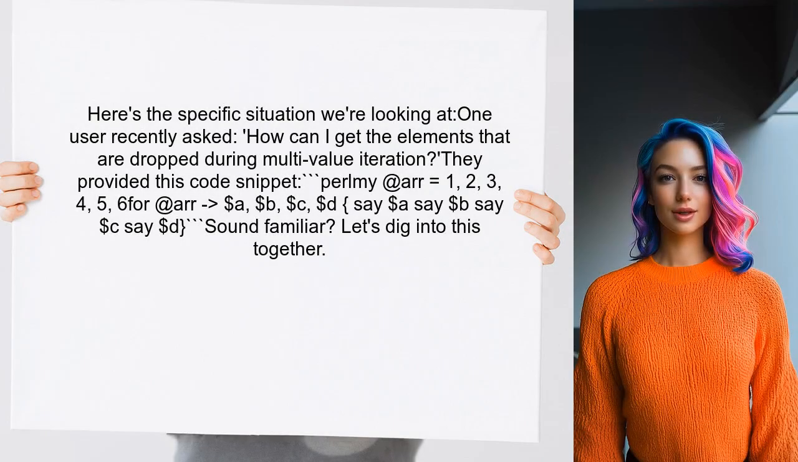Here's the specific situation we're looking at. One user recently asked, "How can I get the elements that are dropped during multi-value iteration?" They provided a code snippet that shows how values are being skipped. Sound familiar? If so, let's dig into this together and find a solution.